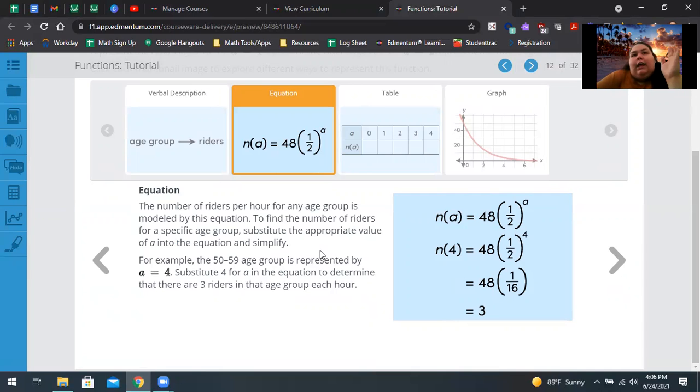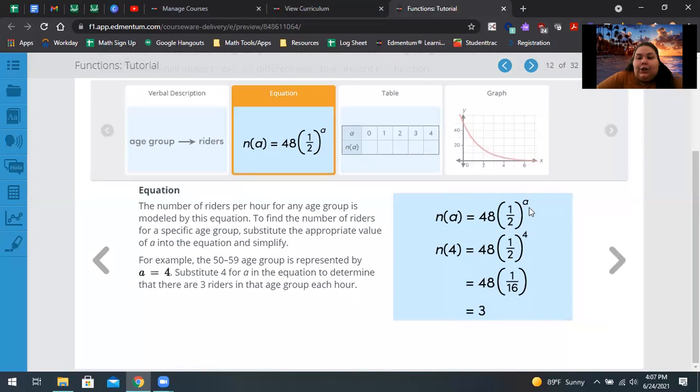So if you think about it, the way they separated those groups of ages, they counted like this is 0, this is 1, 2. 50 to 59 would be the fourth group in that age group category. So they plug in the value of 4. So instead of n of a, it's going to be n of 4.